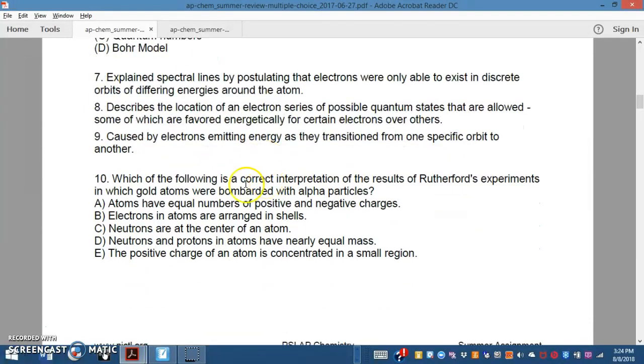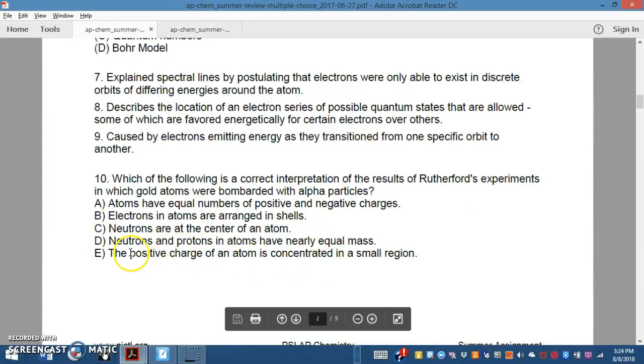Which of the following is a correct interpretation of the results of Rutherford's experiment? Atoms have an equal number of positive and negative charges. That is not coming from the experiment of Rutherford. Neutrons are at the center. He doesn't know about neutrons. Neutrons, again, he doesn't know. Positive charge of an atom is concentrated in a small region.